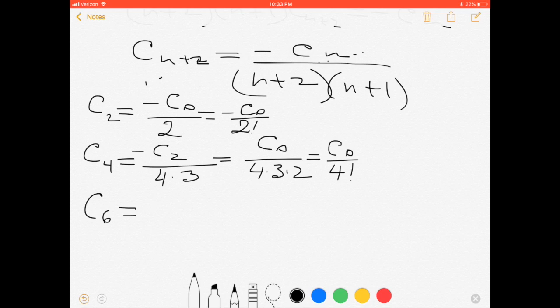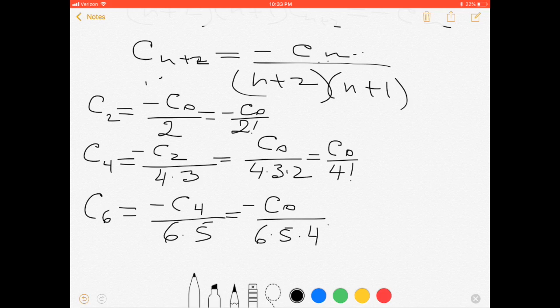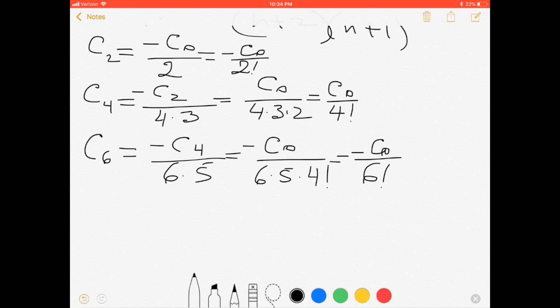C6 will be minus C4 over 4 plus 2 is 6, 4 plus 1 is 5. But this will be C0 minus 6 times 5 times 4 factorial. It will be exactly 6 factorial minus C0 over 6 factorial. And every time we have negative, positive, negative, and if you're checking, it will be continuous. This means you have one of your series, it will be some part of all depends on C0, some coefficient.